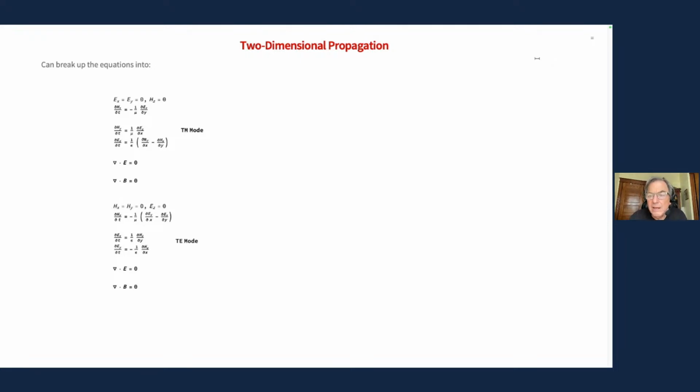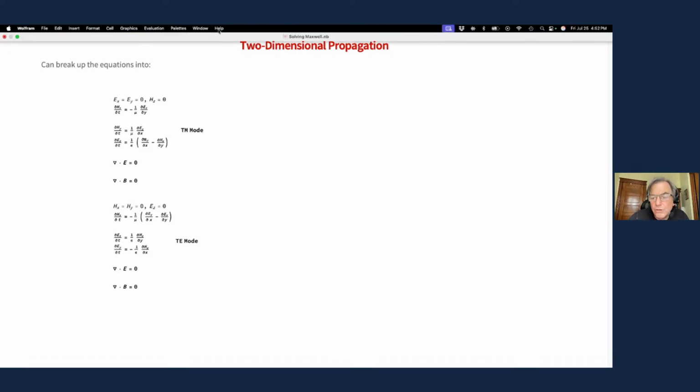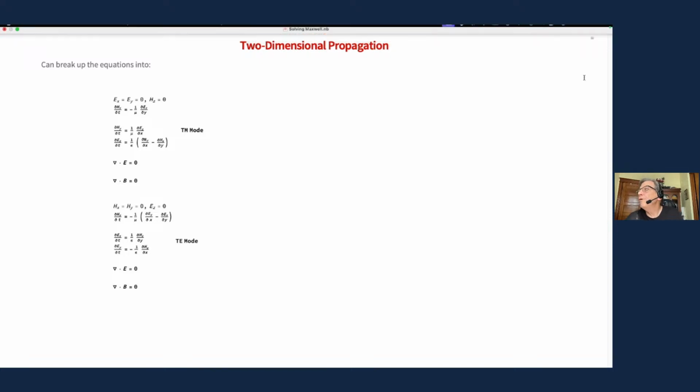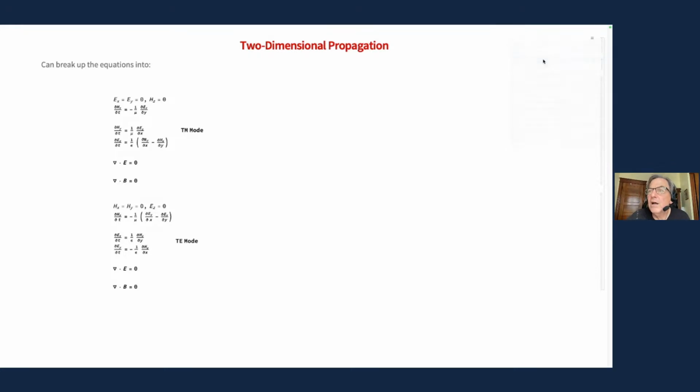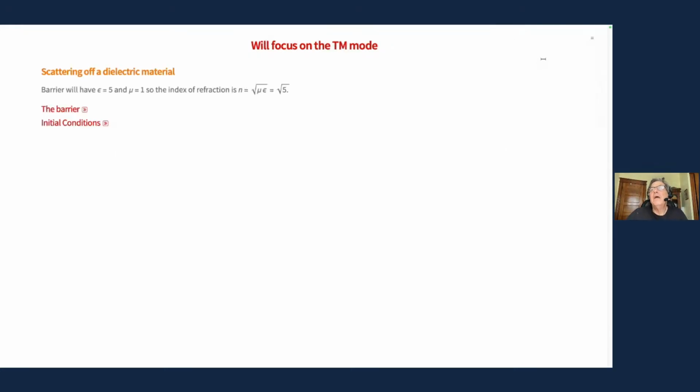In the two-dimensional case, we can break the equations up into the TM mode and the TE mode. So I've listed them here for both modes for you. I'll focus on the TM mode here. Go to the next slide. Okay. And I'm going to scatter off a dielectric barrier with an epsilon of 5. Mu is 1, so the index of refraction will be the square root of 5.